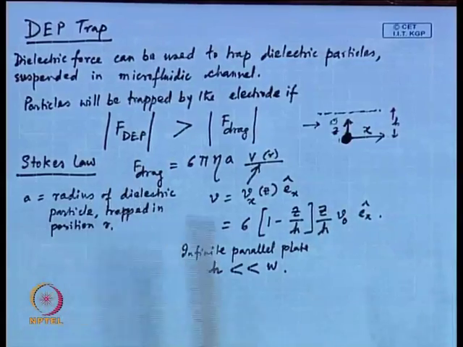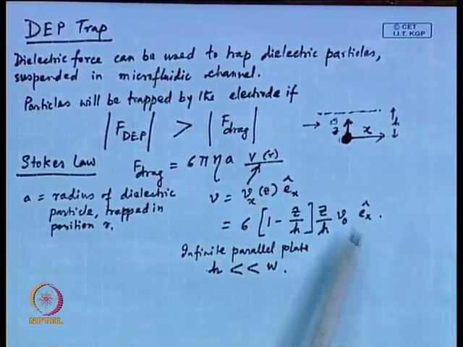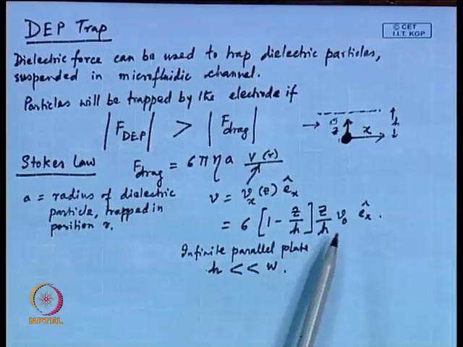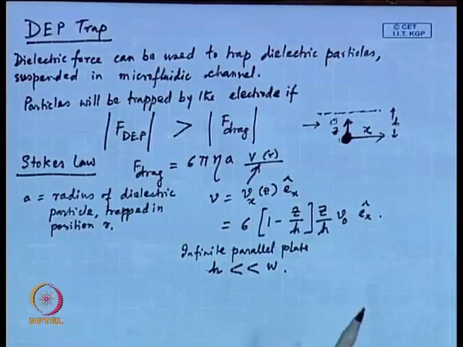Now, you may say, what are we trying to do? I understand the DEP trap and the inequality, but what are we trying to solve by writing this drag force? Our objective is to find out what should be the V naught, what should be the electric field such that you can trap a particle of certain epsilon. So, what should be that expression?